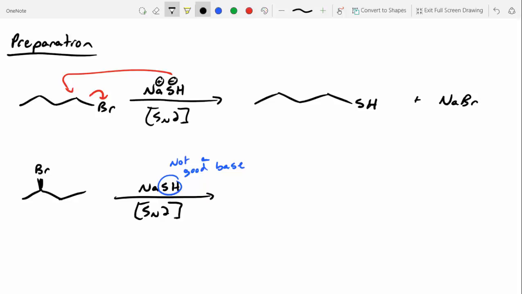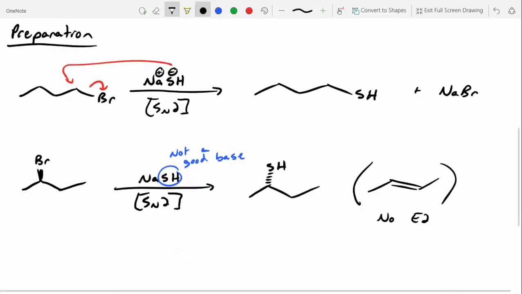Same thing but inverted, exactly. So we have to remember our stereochemistry. However, we get no E2. E2 would have been the major product had we used something that was a good base. So in this case, thiols are nice because of that.